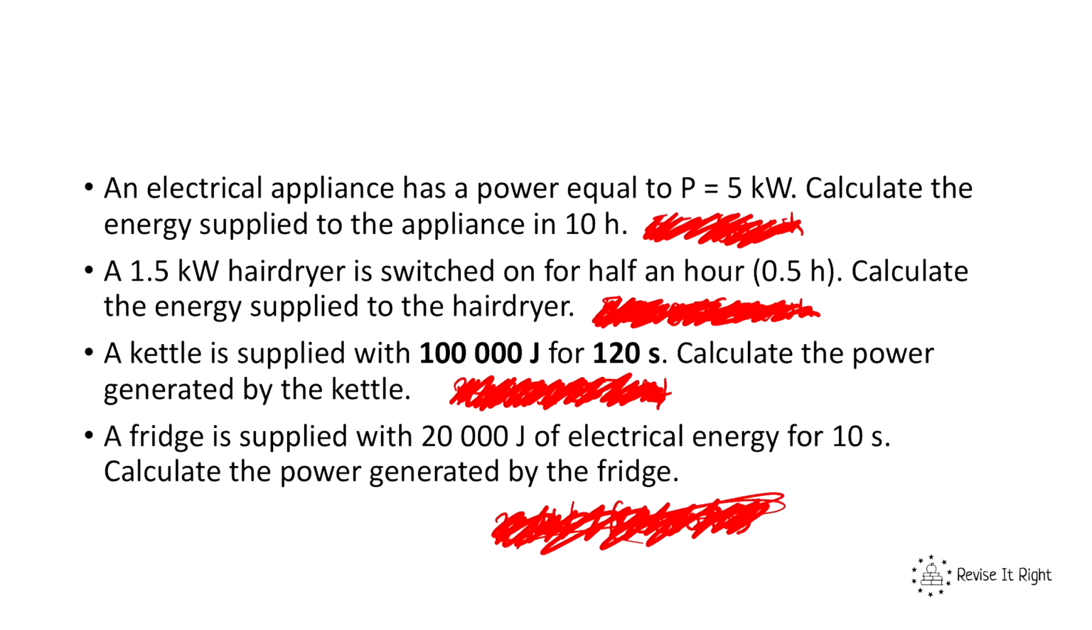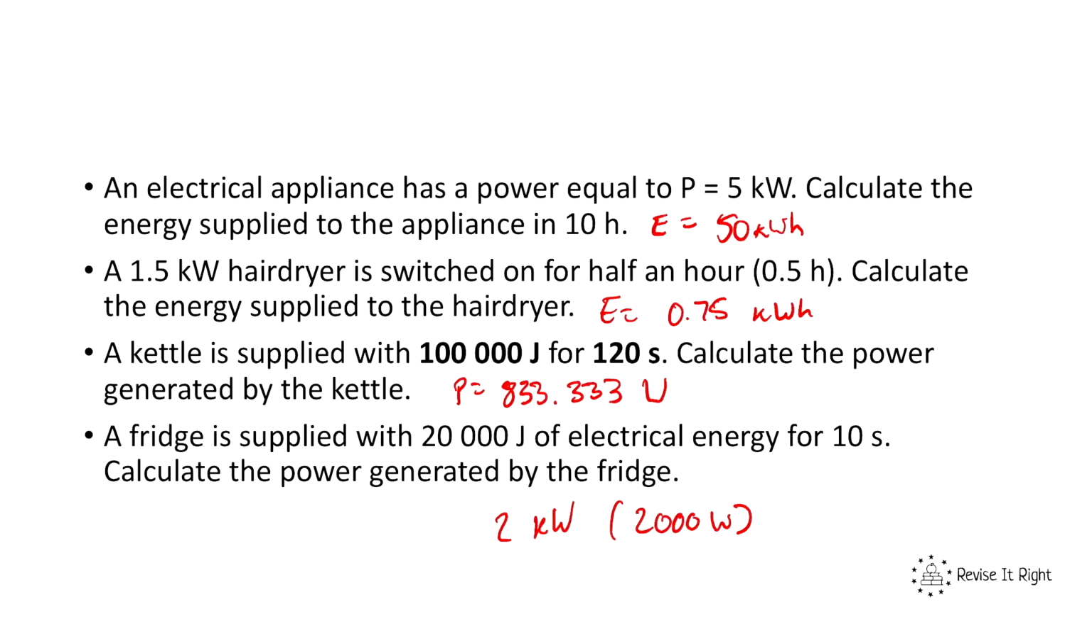Okay, so let's go through the answers. For question 1, you should have got energy is equal to 50 kilowatts per hour. In question 2, you should have got that energy is equal to 0.75 kilowatts per hour. In question 3, you should have got power is equal to 833.333 watts. And finally, in question 4, you should have got that power is equal to 2 kilowatts or 2000 watts. So hopefully you've had good practice using the equation.